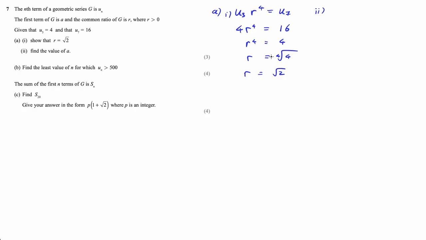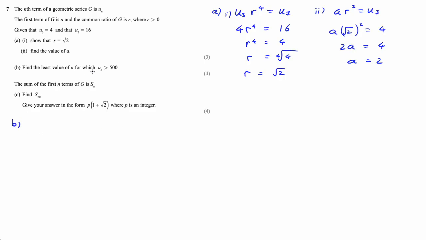Okay, that's part A. So part A, find the value of a. So a times, similar thing guys, a times r gives me u2, and then times r squared gives me u3. Now I have r, it's root 2, so a times root 2 squared equals u3, which is 4. Root 2 squared is 2, so 2a equals 4, and a is equal to 2. It's a find question, guys, but show your working properly.